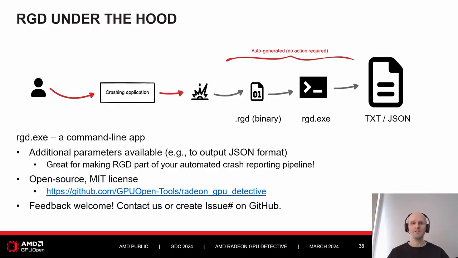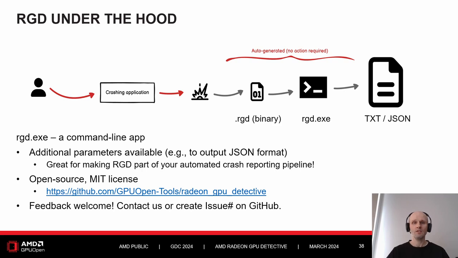To summarize, the way RGD works under the hood is that Radeon Developer Panel, together with our driver, captures the crash and creates an RGD file, which is a binary crash dump. Then, when you double-click on the crash dump in the panel, it automatically launches RGD command line application that converts this binary file into a text report. You can also launch this application manually, and there are additional command line parameters available.